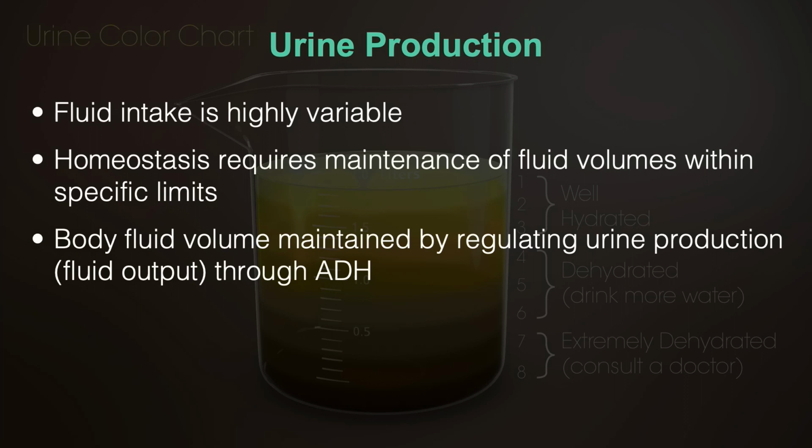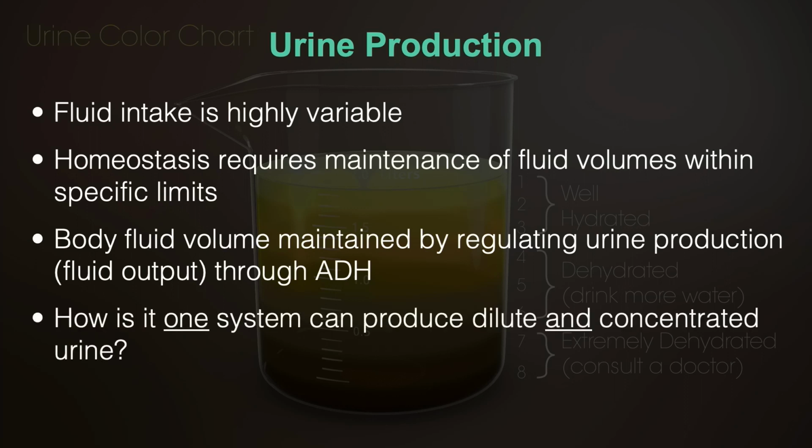But it's a pretty versatile system. If you only sat here and typed, and if you only drank water, you'd only need to produce one kind of urine. But urine can both be concentrated, it can be dilute, it can be in large volumes, it can be in small volumes. And it can change throughout the course of the day. How is it that one system can do all of that?